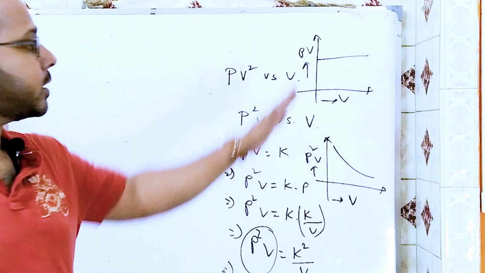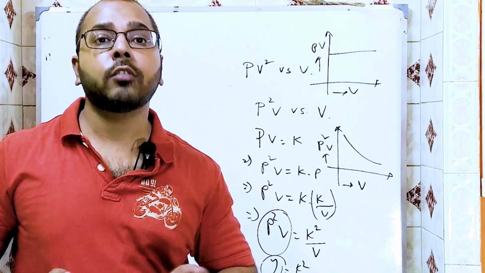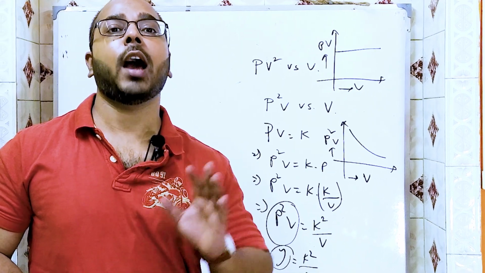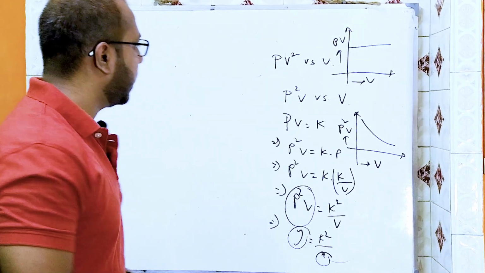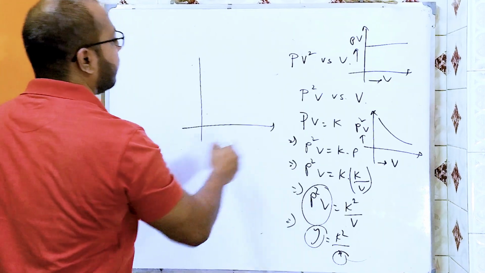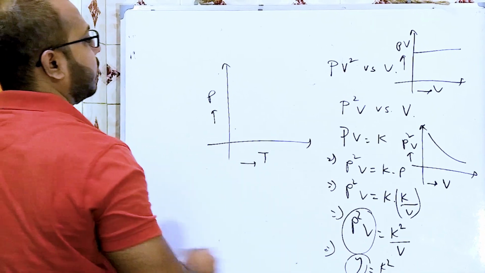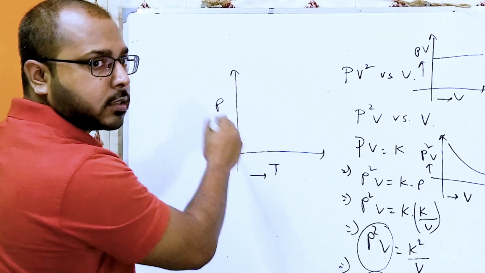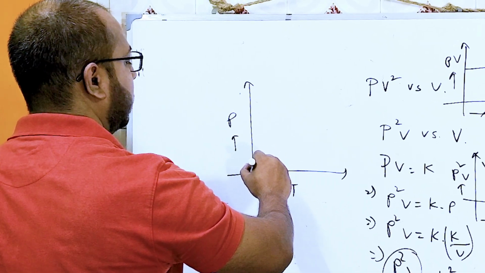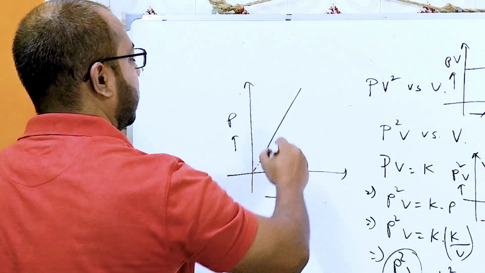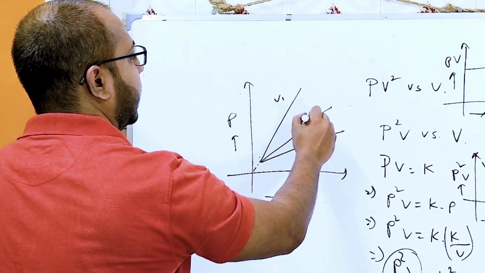But all of these are applicable for ideal gas. Remember, all of these are applicable for ideal gas. Okay. Now if P versus T, and this is done like that.